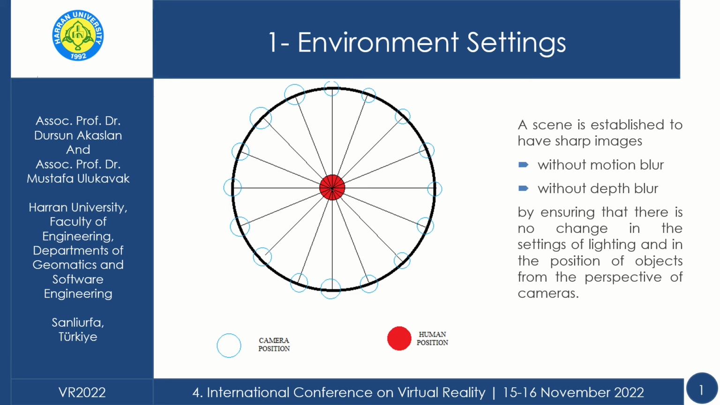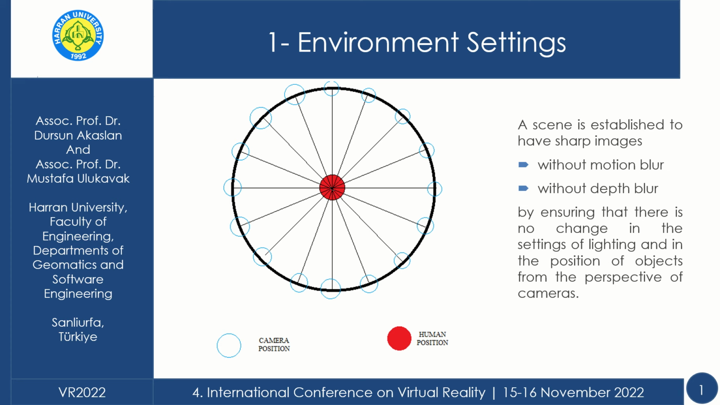First of all, we need an environment. An environment is established to have sharp images without motion blur or depth blur by ensuring that there is no change in the setting of lighting and in the position of objects from the perspective of cameras. You see a figure in the slide. As you see, we position a real human in the center of the circle, and the human has no change in his position.